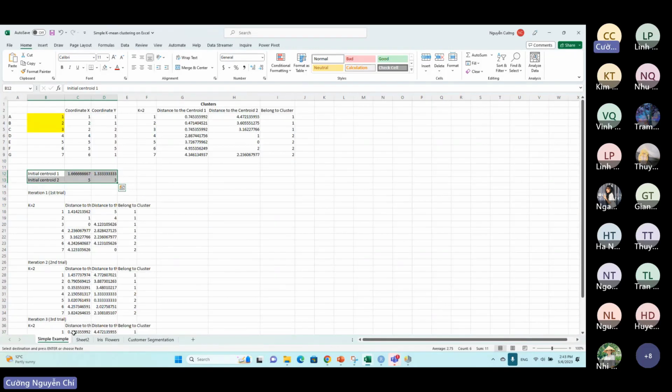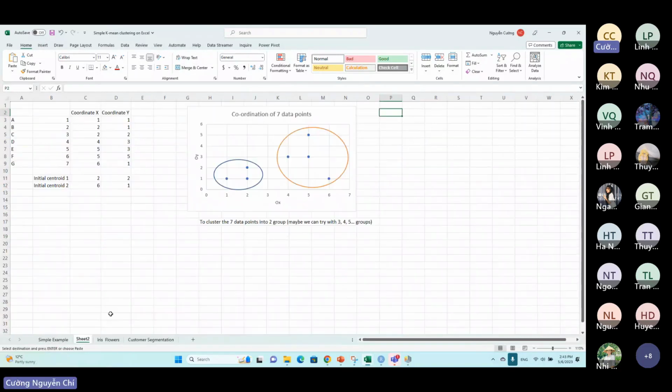So to make the calculation, we will do the clustering. We do some kinds of calculation, including clustering. With two different clusters, we want to see the distance to centroid number 1 and to centroid number 2, and whether each of the 7 data points belongs to centroid number 1 or number 2.